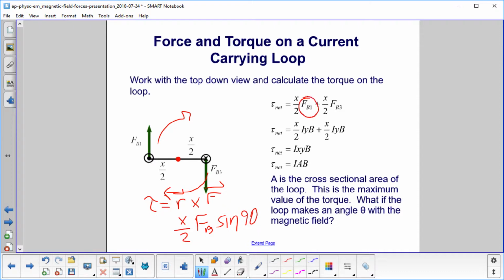And then we put in the forces. We have the magnetic force on side 1 and the magnetic force on side 3, which we calculated earlier. We substitute them in, and notice we're going to get both x and y components here, aren't we? We add them up, we get IXY times B. And then what is XY? That's the cross-sectional area of the loop. So we'll go ahead and replace that with capital A for cross-sectional area. So this is the maximum value of the torque.